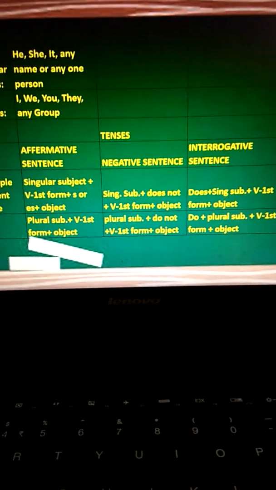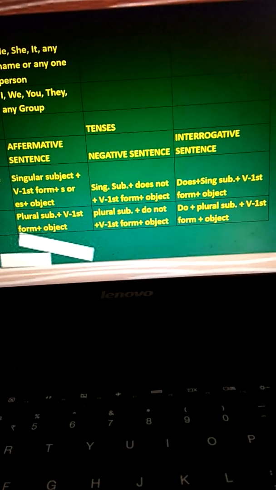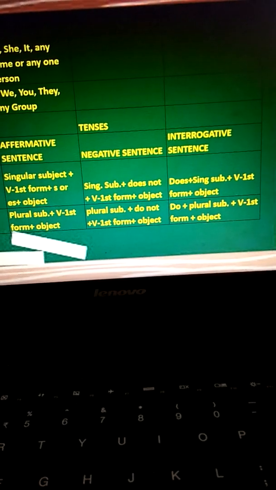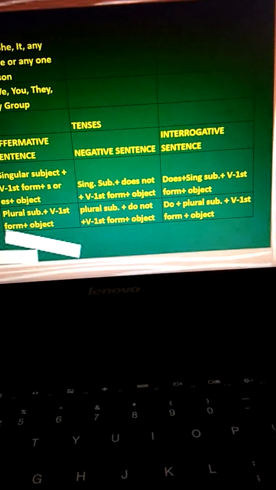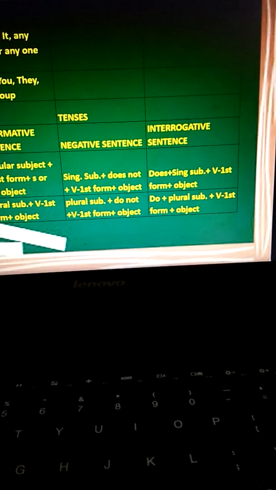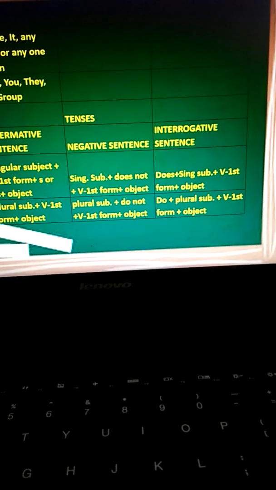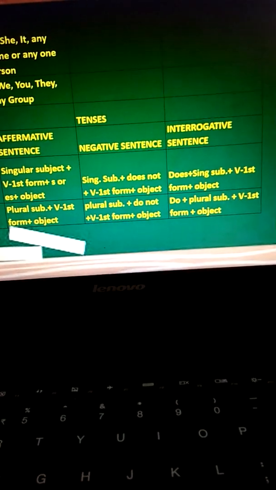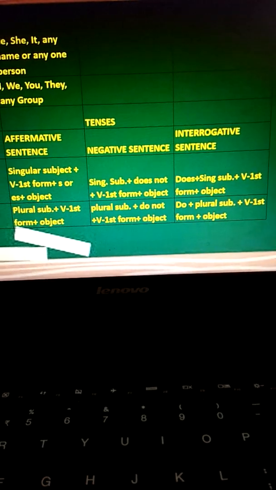Now we come to the rule. In simple present tense, the rule goes like this. With a singular subject, we start with the subject plus first form of the verb plus s or es plus object. And in the plural, it is the plural subject plus first form of the verb plus object. S or es is not added.